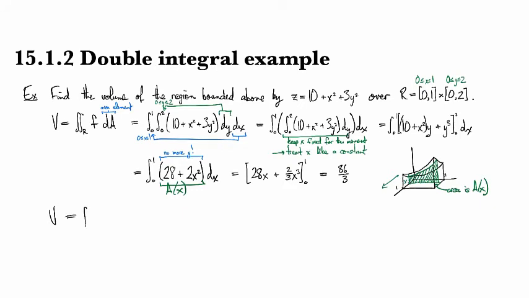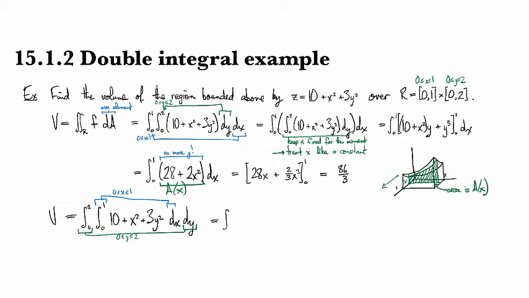V is also equal to the integral from 0 to 2, 0 to 1, of 10 plus x squared plus 3y squared dx dy. And now you can see again that I'm matching the dx here with the fact that x is between 0 and 1, and I've moved the dy to the outside. So this is y between 0 and 2.